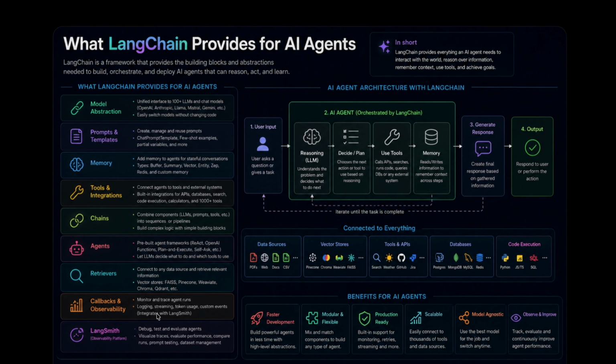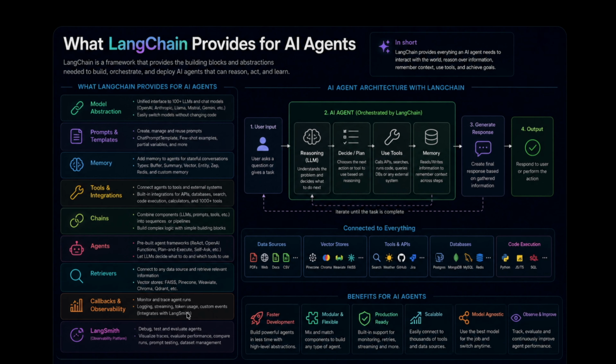And we talked about decision making, right? An AI agent will do learning based on what result it gave. LangChain will help us to do that. It will do callbacks and observability. It will monitor and trace agent runs. After each run, it will keep track of what the input was, what the output was, all those things: logging, streaming, and the token usage.